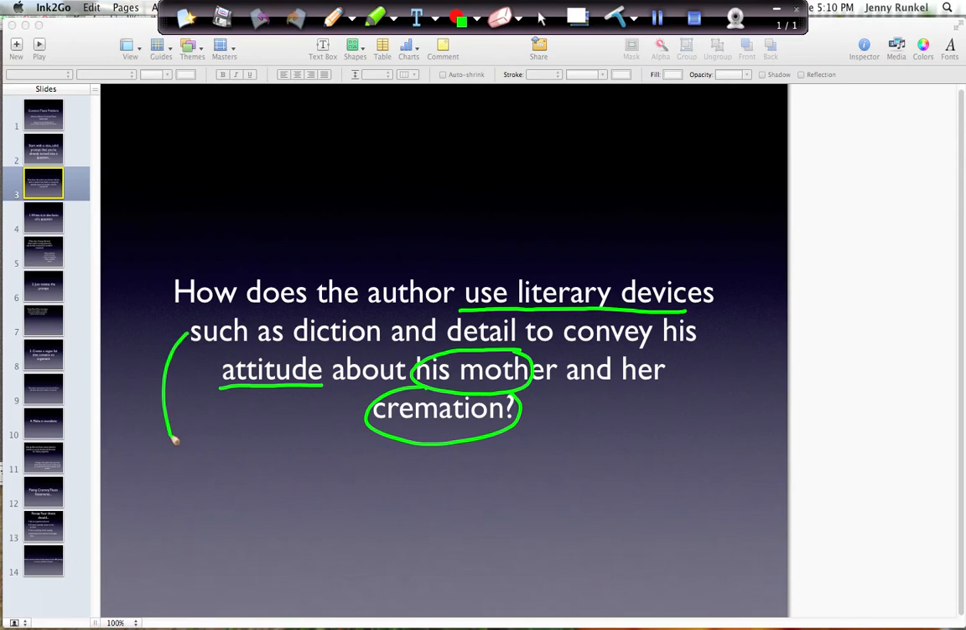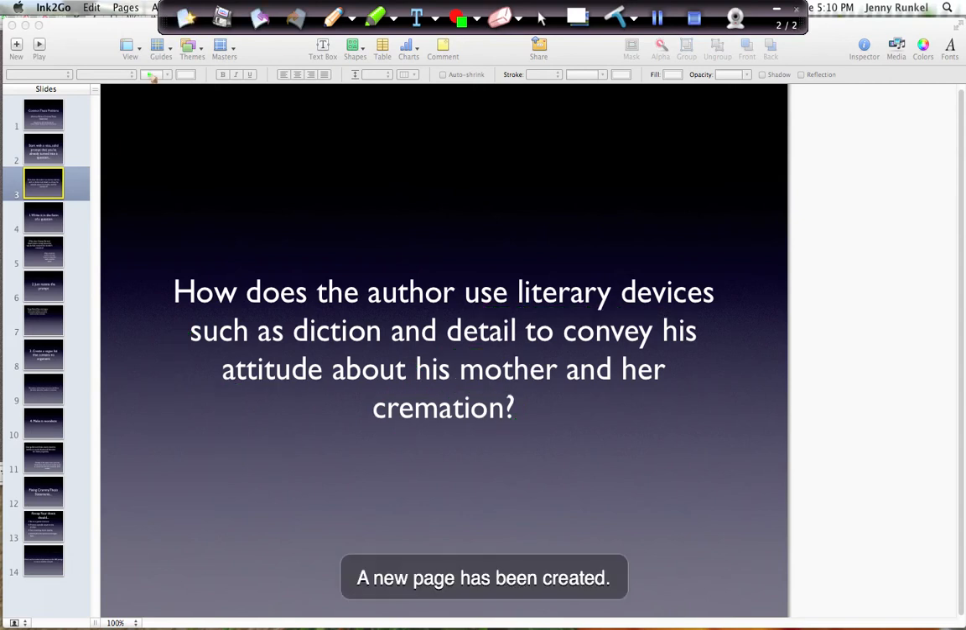Remember that when we hear words such as "such as," these are suggestions by the College Board. You are not required to talk about diction and detail, but they're just giving you a heads up that, hey, this exists and it wouldn't be a bad idea to talk about them. Okay? So we've got a nice simple prompt. Let's move forward, see how we can butcher this thing.